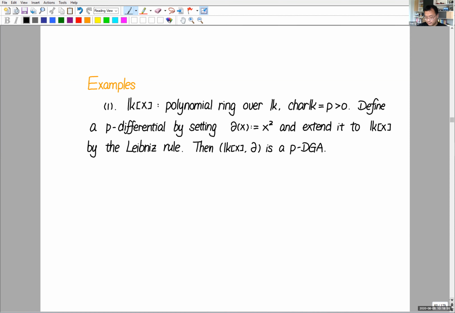Then this becomes a p-differential graded algebra. This is an easy exercise to check, and you can try to determine how the differential acts on arbitrary basis elements of this polynomial ring as well.